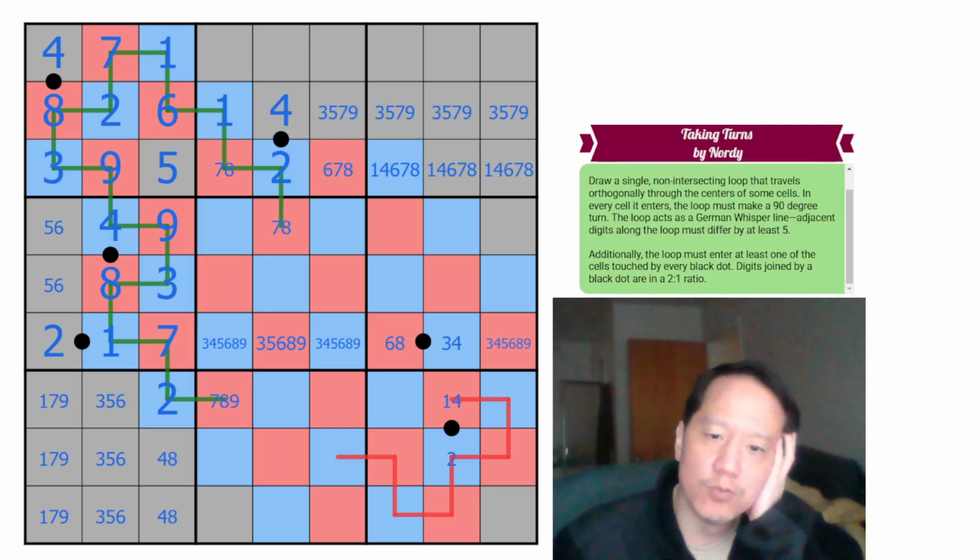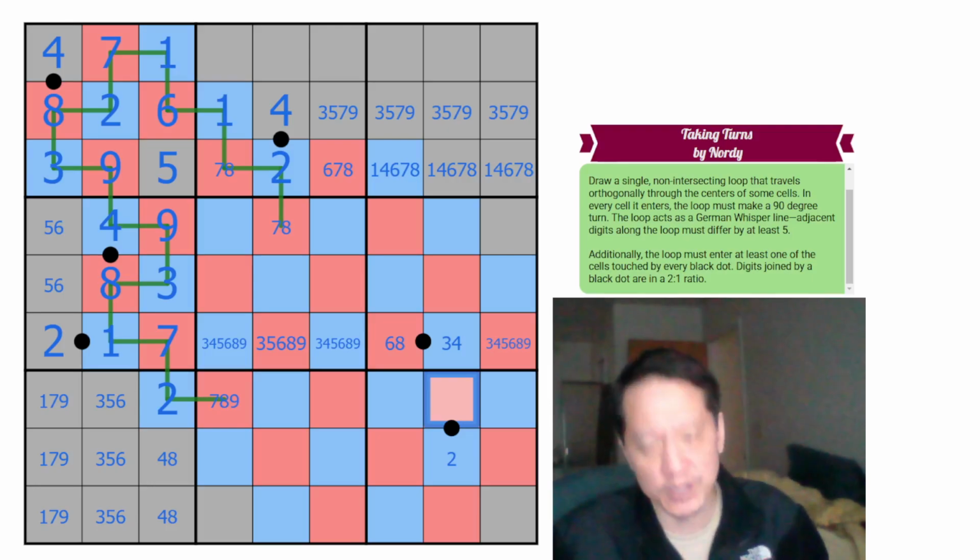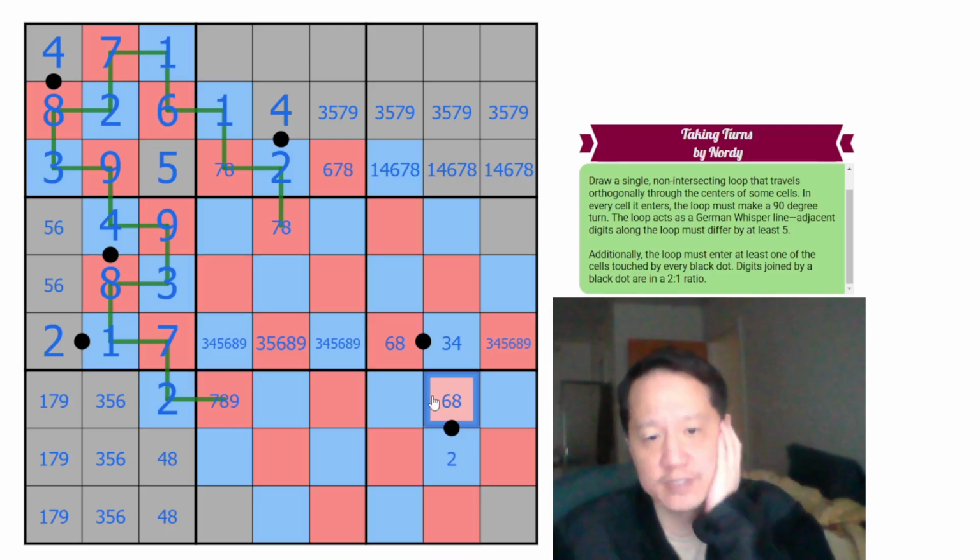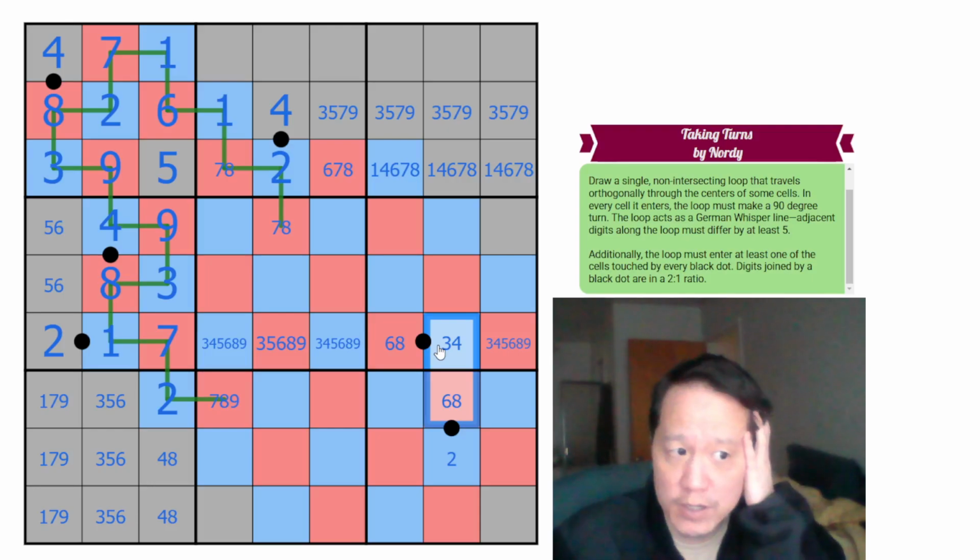So no matter what, this German whisper line then does have to enter this area. So this does have to be a 6 or an 8. Well, if it's 6 or 8, it has to enter this way, right?